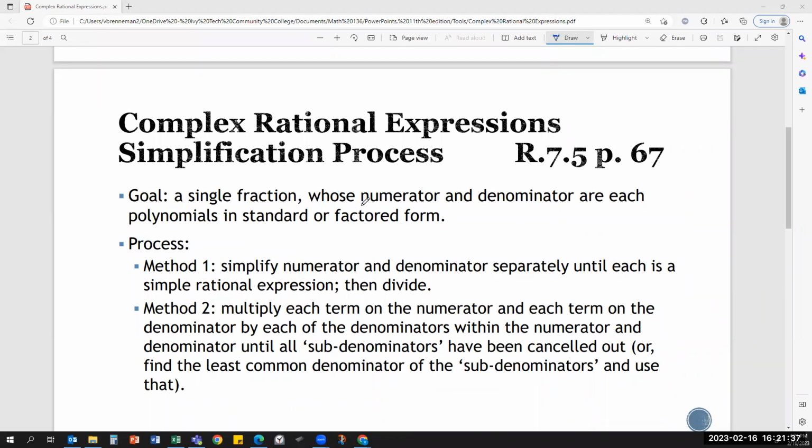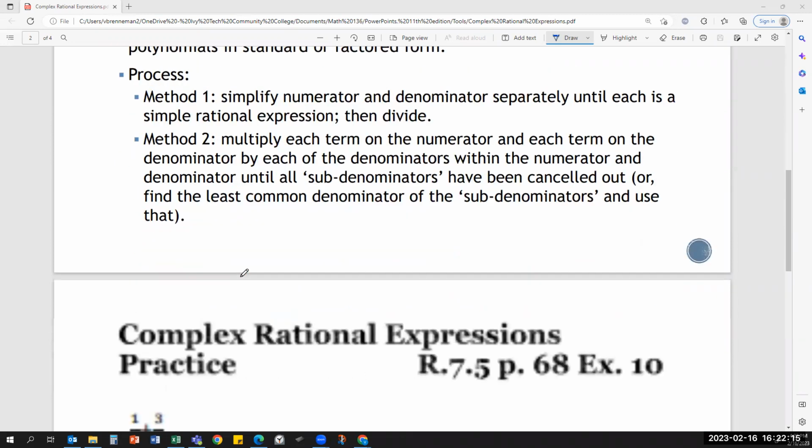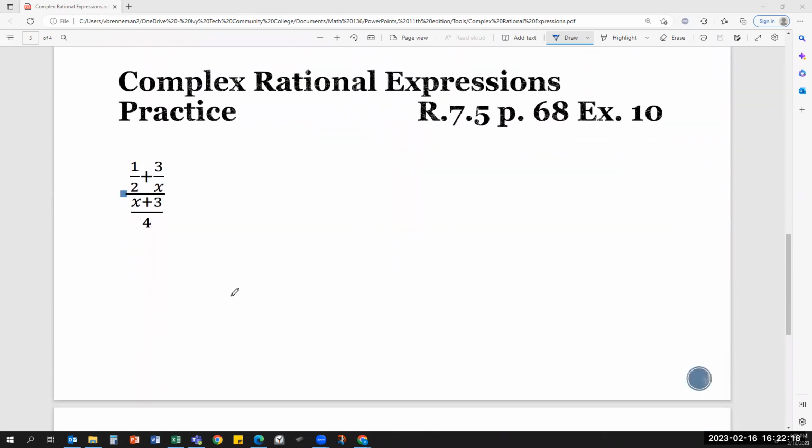One method is to separately simplify the numerator and denominator until each one of those is a simple rational expression, and then do the rational division process. Another method is to multiply each term in the numerator and each term in the denominator by the denominators that occur within the smaller fractions, either all at once or one at a time until they've all canceled out. At that point, there may be some additional simplifying, but there shouldn't be fractions within the fraction. So we're going to look at some examples using each of those processes.